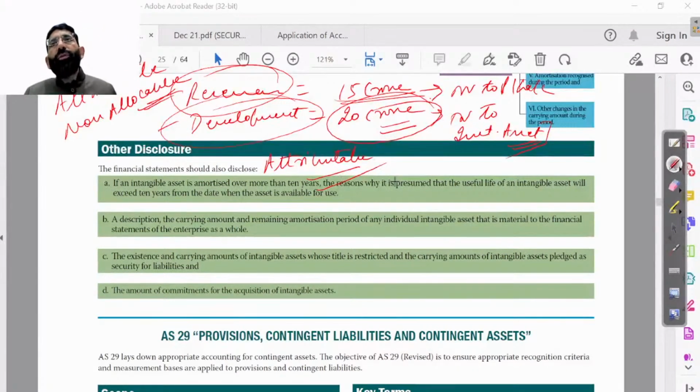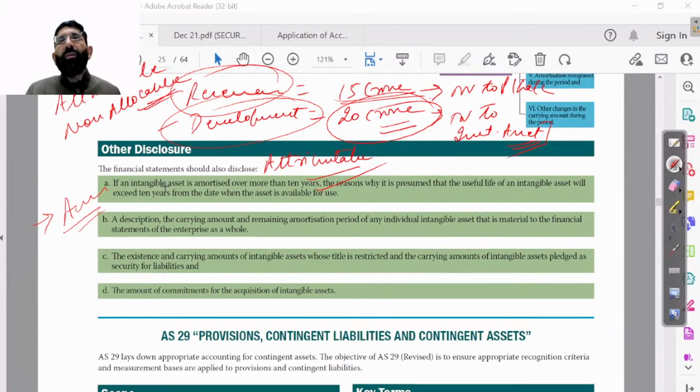Then he may ask you how to treat the profit or loss on sale of an asset. He may tell you that this much amount of asset is purchased by us, and this is the value of the intangible asset which has been sold. Questions like AS10 may come into your exam. It is just similar. In that case, fixed assets are there; here, intangible assets are there. One and the same thing.